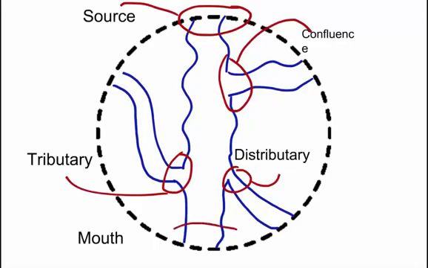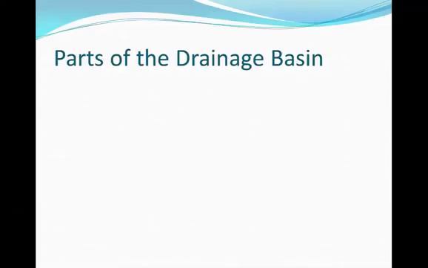Then finally, at the end, we have the ending, where the river will flow out into a body of water, and that is called the mouth. Okay, so these are all of the parts of the river that you're going to have to know for your A-level geography. Okay, now we're going to look at the definitions for the parts of the drainage basin.